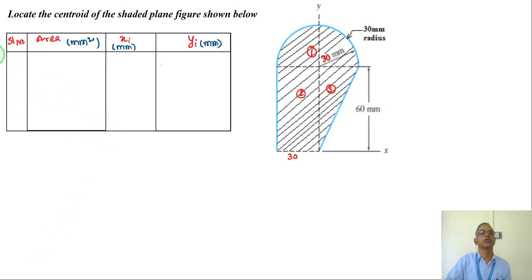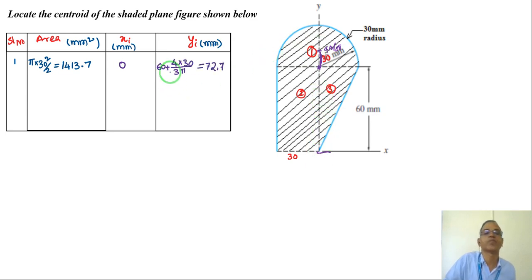So write down the properties: area, xi, yi. First area is half of the circle, the semicircle, pi r square by 2. And now from the reference axis, where is the x coordinate, which is exactly in the middle, that means 0, right? So 0. The y coordinate here, from here it is 4r by 3 pi, but from where? It is from here. But what I need to know is from the reference axis, which is 60 plus 4r by 3 pi. So which is 72.7.